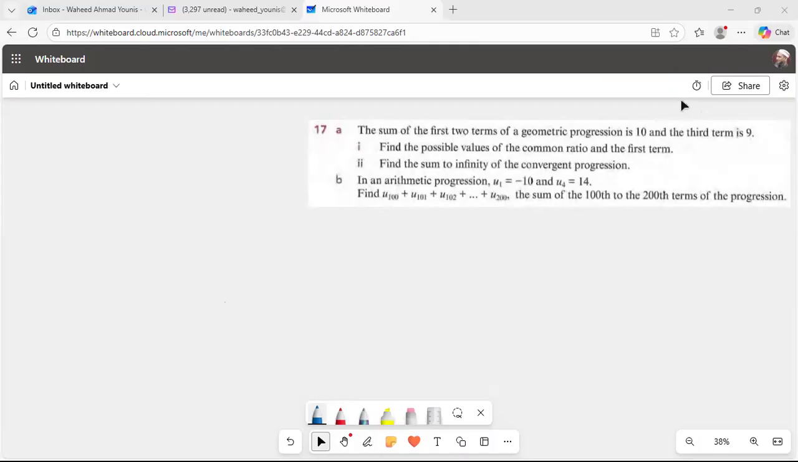We will be doing question number 17 today. Okay, this is pretty easy. The sum of two terms of geometric progression. You remember the geometric progression for part A first.